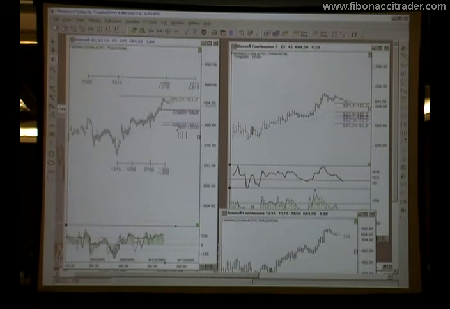Okay, so we're still waiting to see if we're going to react off that extension. It looks like it is at this point, but the indication that that rally is terminating would be losing some of the support symmetry on the shorter term.